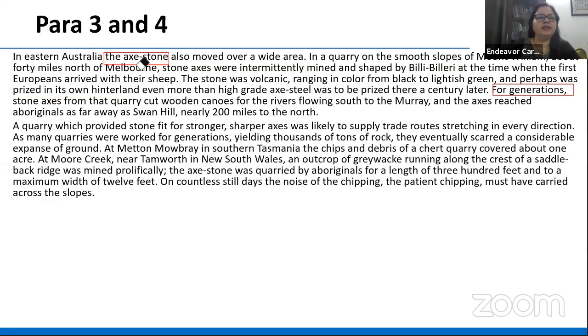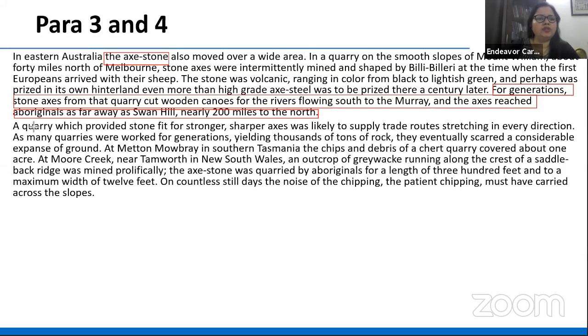Right, let's proceed. So there were stone axes that were made from the rock or stone taken from these quarries. And the stone axes reached aboriginals as far away as Swan Hill, nearly 200 miles to the north. Look at the extent of trading. Traded as far as 200 miles to the north. Now, this is an example of another object that was traded.